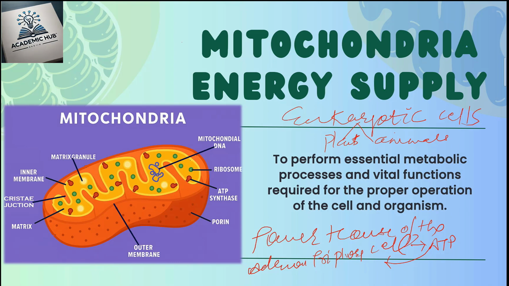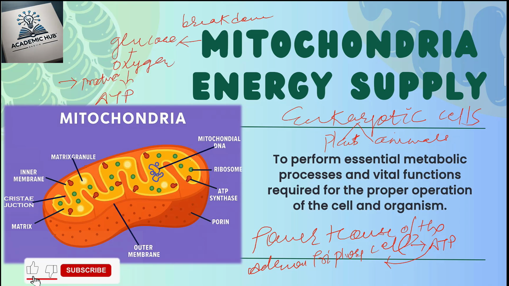Through a process called cellular respiration, mitochondria break down glucose and oxygen to produce ATP. ATP is essential for survival and functions of the cell.